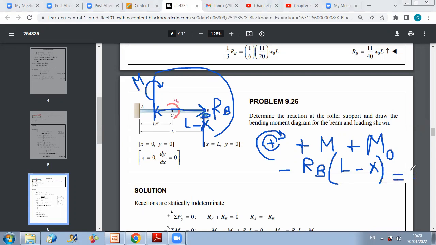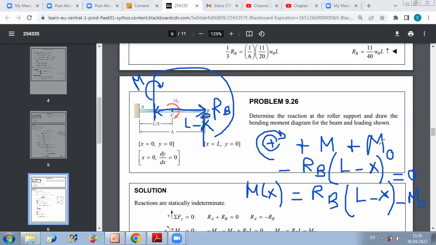Equals 0. So you can say that the bending moment for section 1, M1 of x, is equal to RB times L minus X minus M0. So this is the equation of bending moment for section 1.